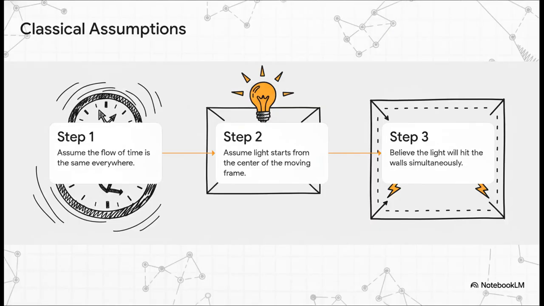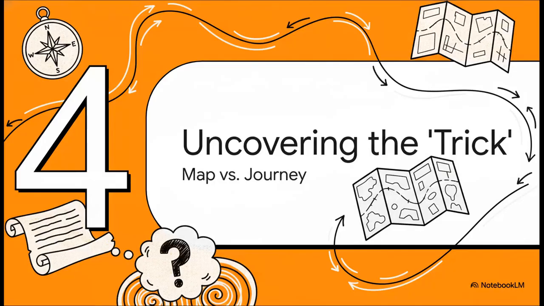So where did physicists go wrong, according to this blog post? The author claims it all started with three classical assumptions: that time flows the same for everyone, that light starts from the center of a moving object, and, crucially, that this light should hit the walls of that moving object all at the same time. It's this last belief, the author claims, that's the setup for the entire trick. And that brings us to the final reveal, uncovering the trick, which the author says is really all about confusing the map with the journey.